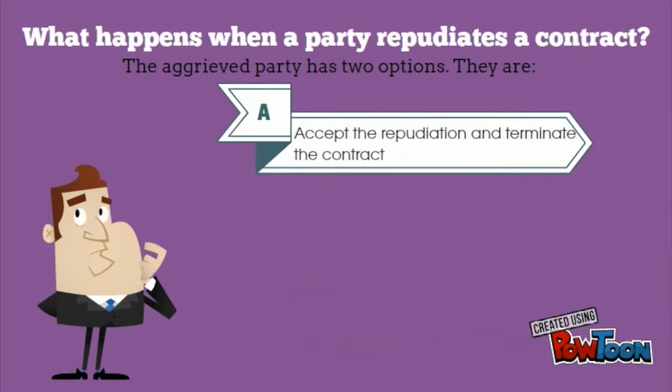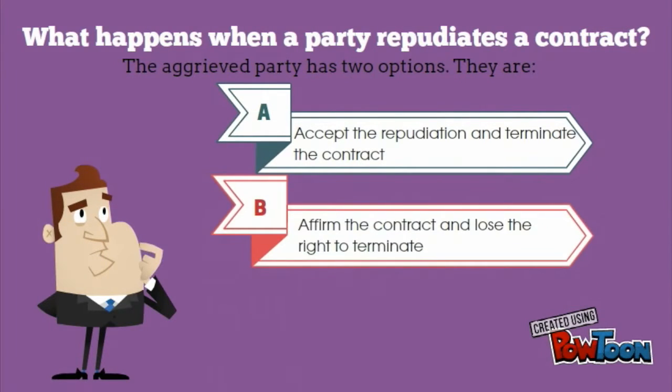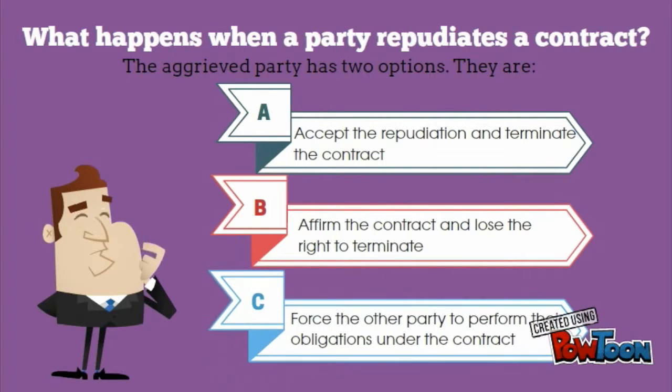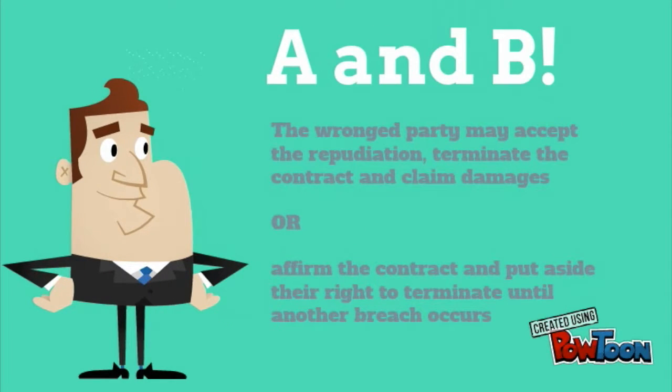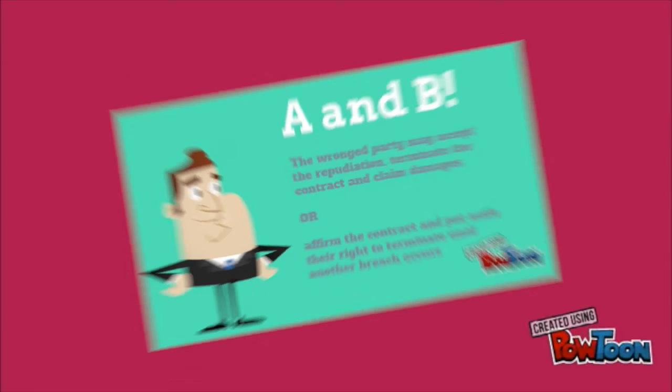A. Accept the repudiation and terminate on these grounds. B. Affirm the contract and lose the right to terminate. C. Refuse to accept the repudiation and oblige the party to perform their obligations. The wronged party may accept the repudiation, terminate the contract and claim damages, or affirm the contract and therefore put aside their right to terminate.